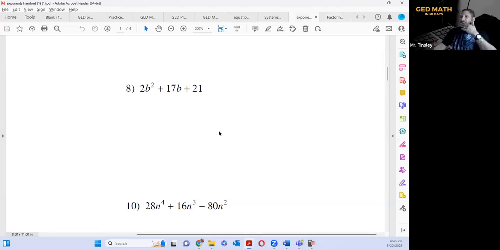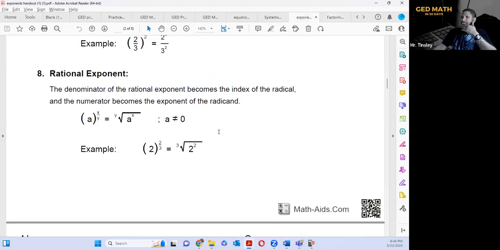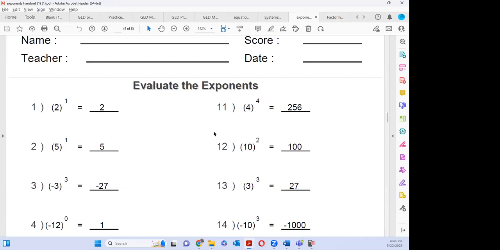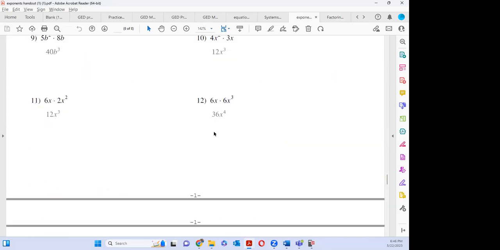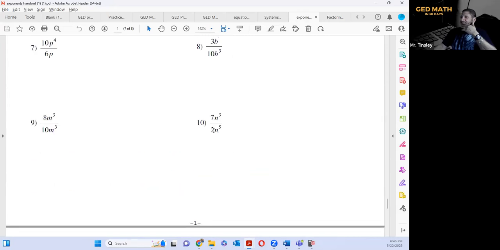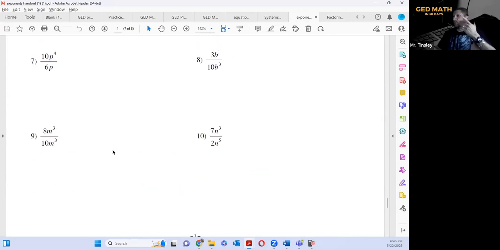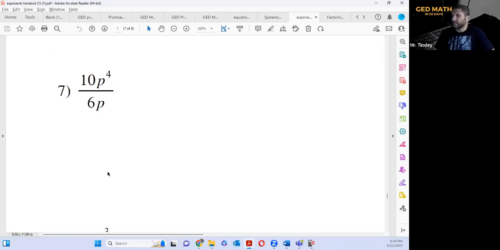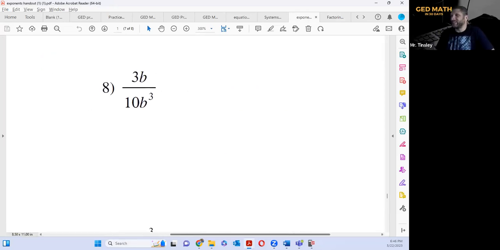Let me see if I can find one with these exponents. Oh, no, these are too easy. Oh, we could do number 10. These are kind of too easy, but we'll do them.